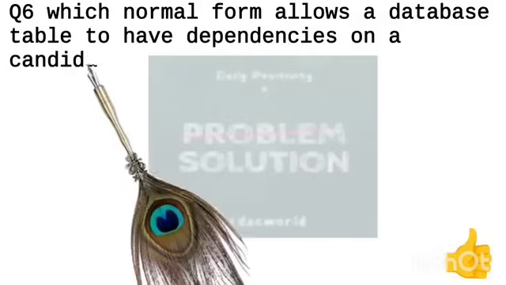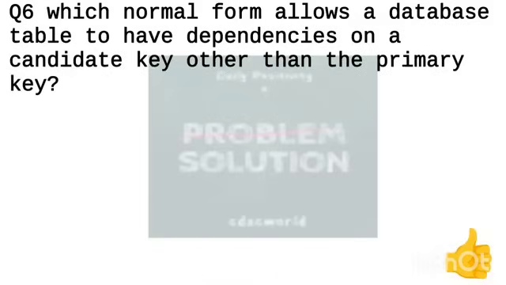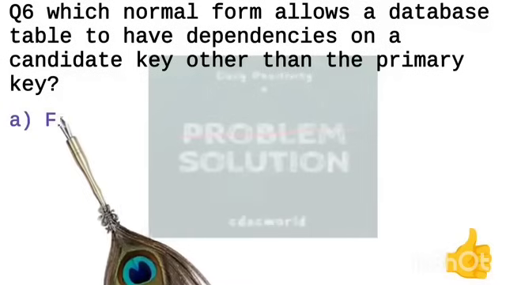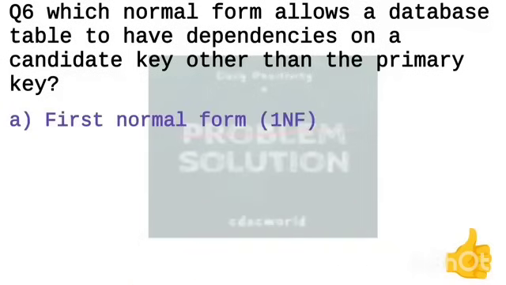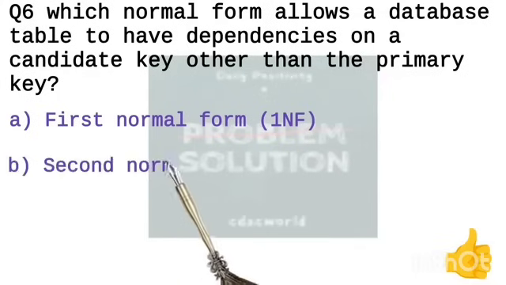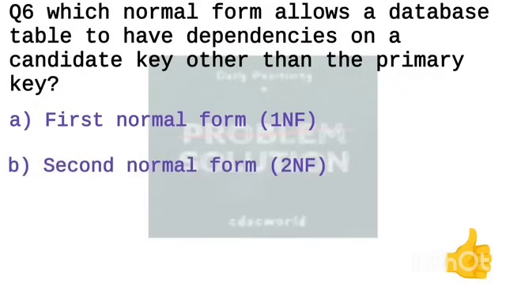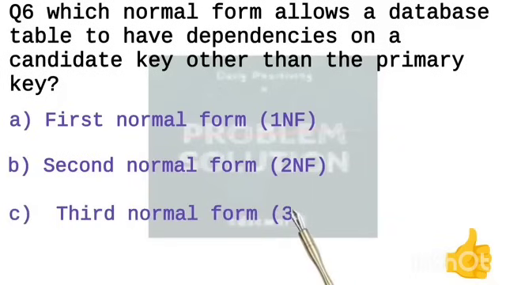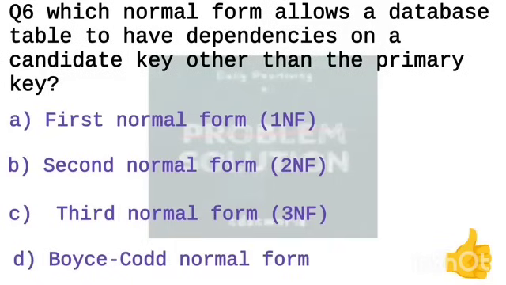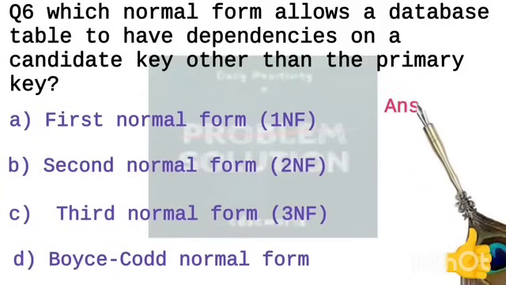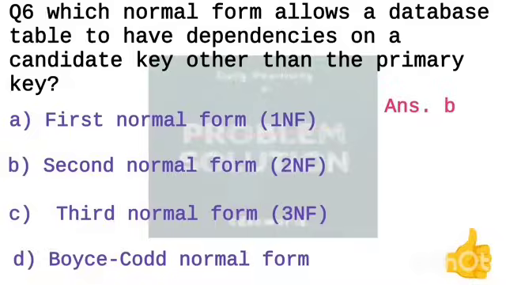Query number 6. Which normal form allows a database table to have dependency on a candidate key other than the primary key? Option A, first normal form. Option B, second normal form. Option C, third normal form. And option D, Boyce-Codd normal form. And the answer is B, second normal form.